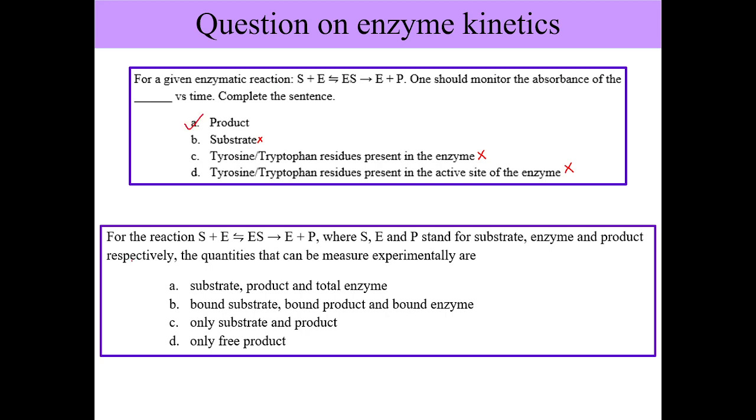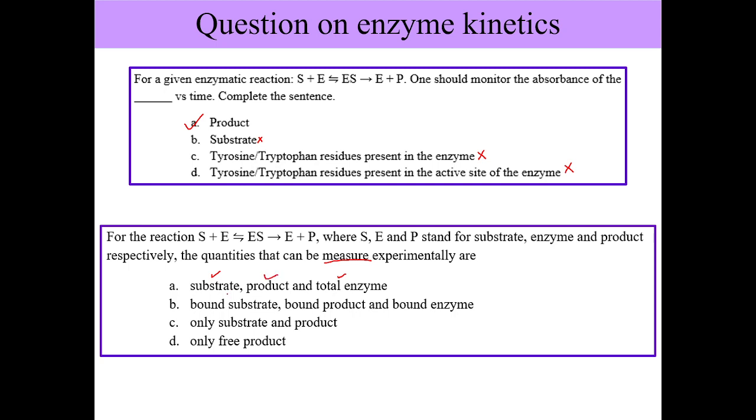Then we will check this. For the reaction, the same reaction is given. They are asking you which of the quantities can be measured experimentally. So let us see: substrate, product and total enzyme. Total enzyme you can measure. The amount of substrate also you can, you are adding. So you can measure product, whatever is formed, you can measure that.